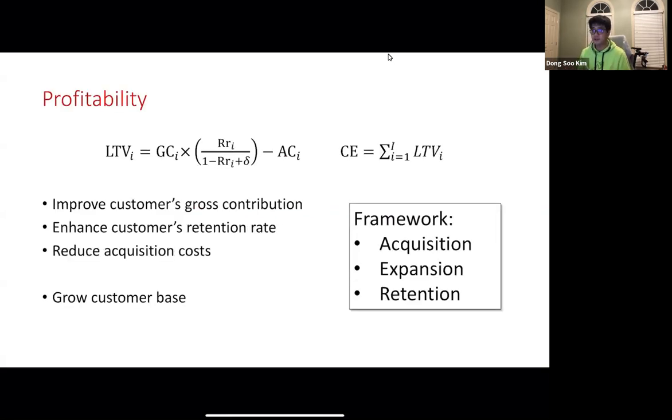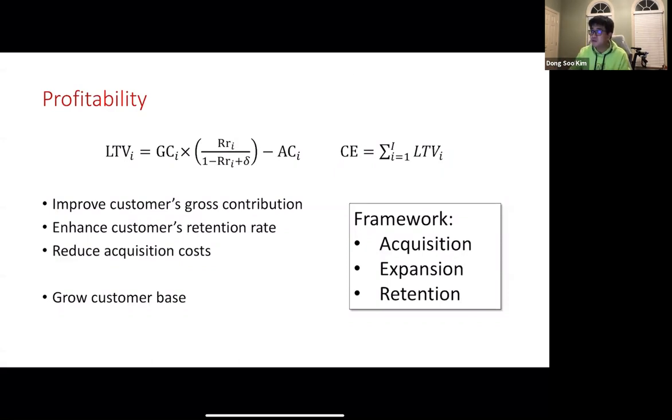Let's revisit the concept of lifetime value first. The reason why I have repeated this concept at the beginning of each lecture is that the lifetime value defines customer profitability that customer-centric firms must pursue in their businesses. The lifetime value concept provides the goals of marketing strategies for CRM, which are first, improving customers' growth contribution, second, enhancing customers' retention rate, and third, reducing acquisition costs.